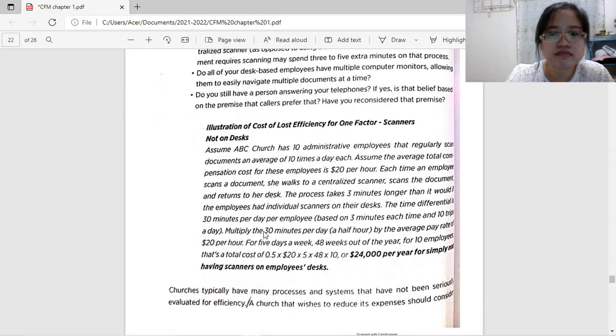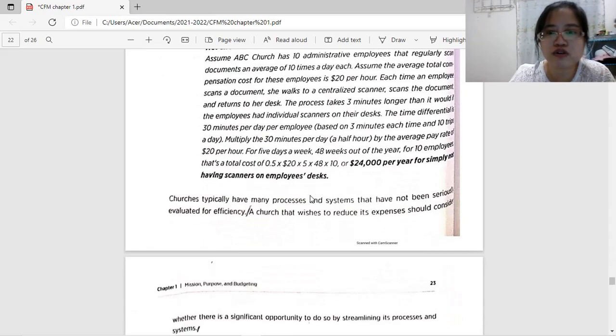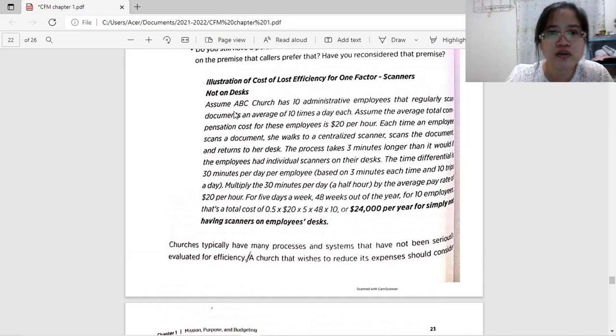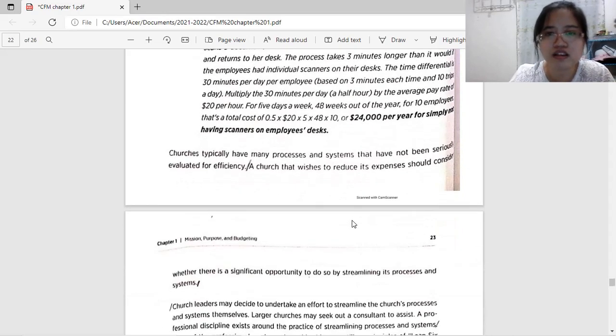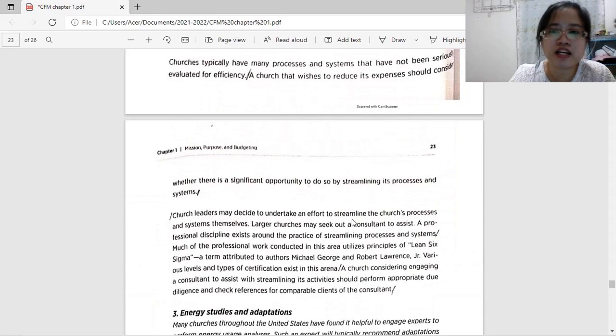Example here, scanners, not on desk. With the advent of technology, of course, we now have mobile applications to scan documents, so we would not need scanners anymore. Bulky scanners, costly scanners, just use the app.